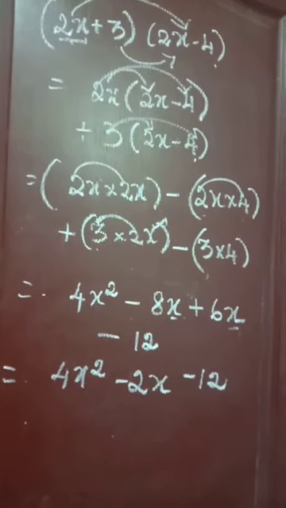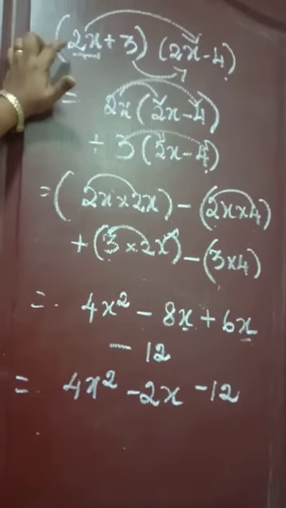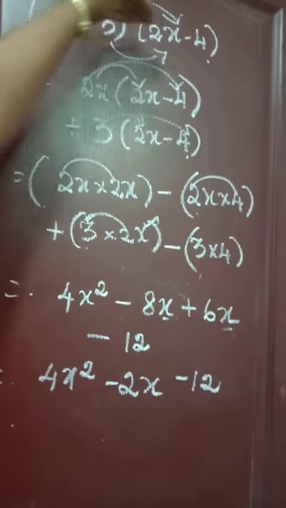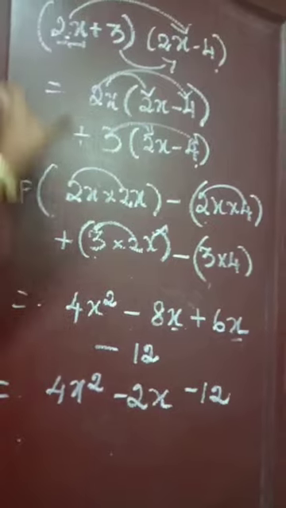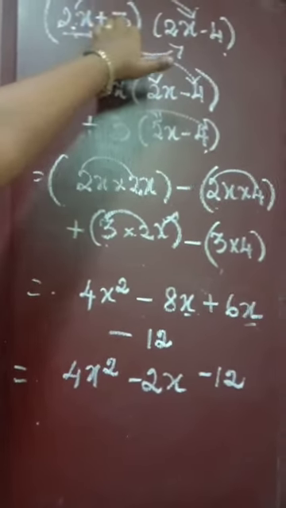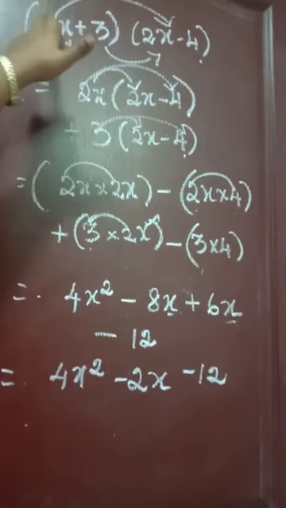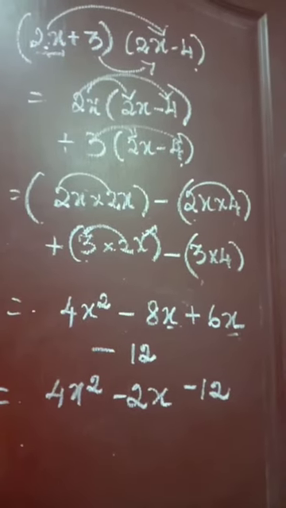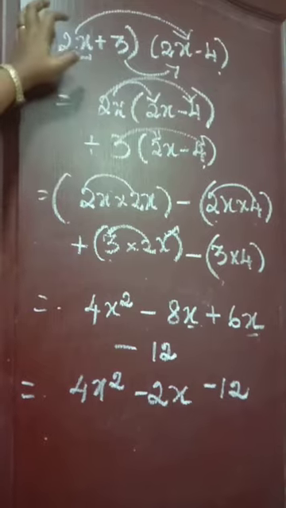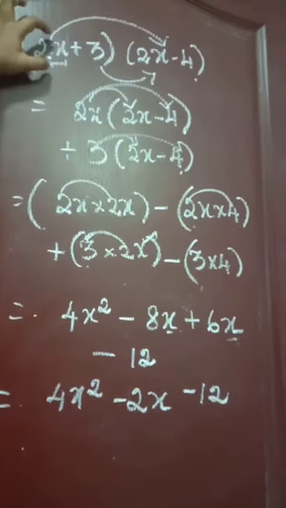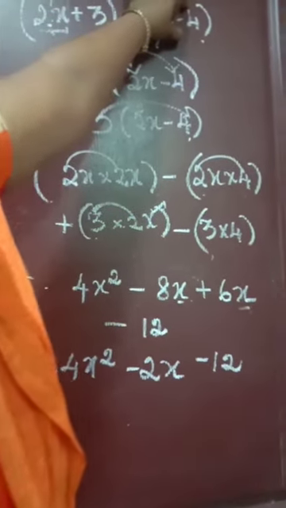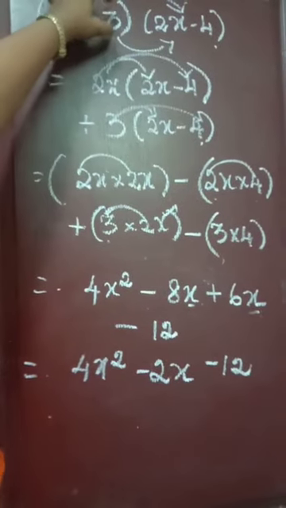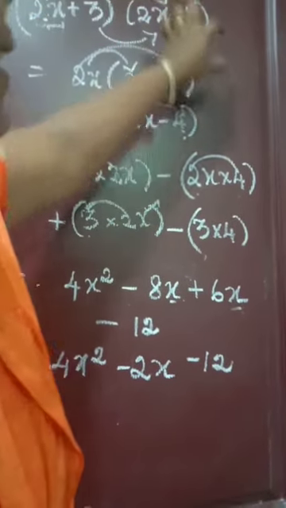Listen, once again I teach. So we are going to multiply binomial with binomial. First bracket, two terms are there. You have to split the two terms into one term each. So one is 2x, another one is 3. So next step, multiply this 2x with the second bracket. Next, multiply this 3 with the second bracket.